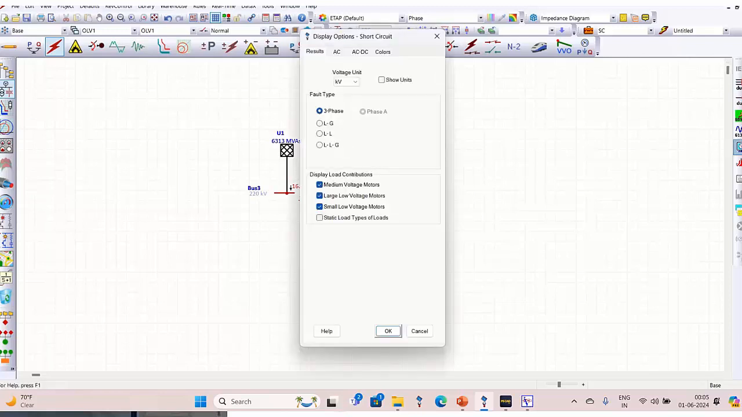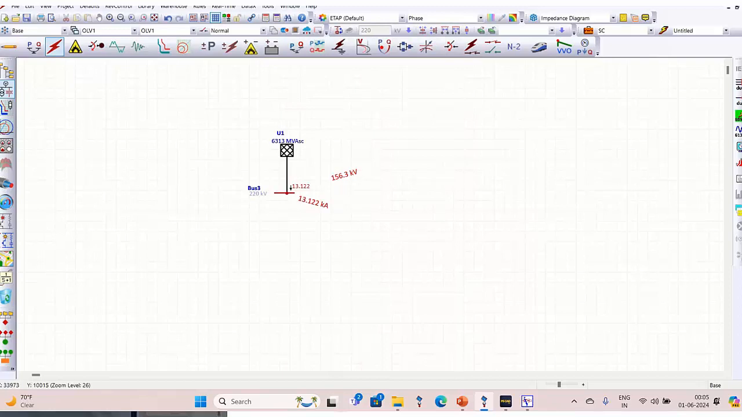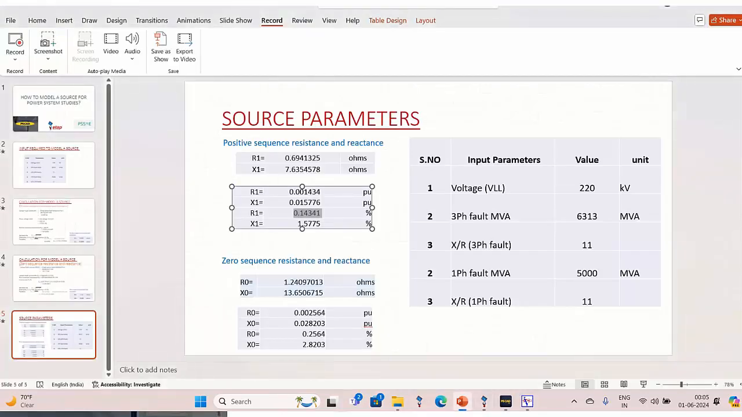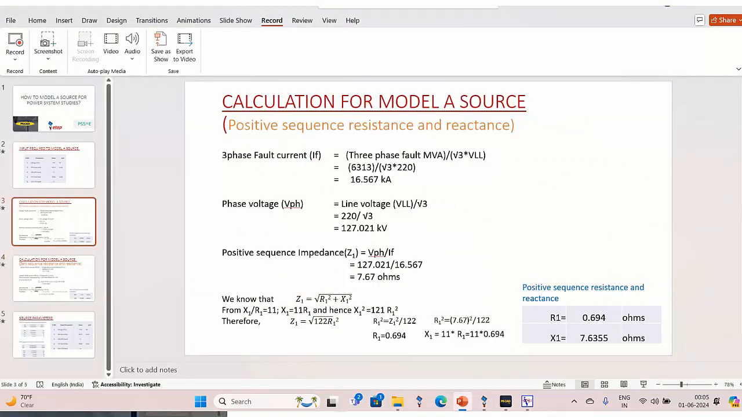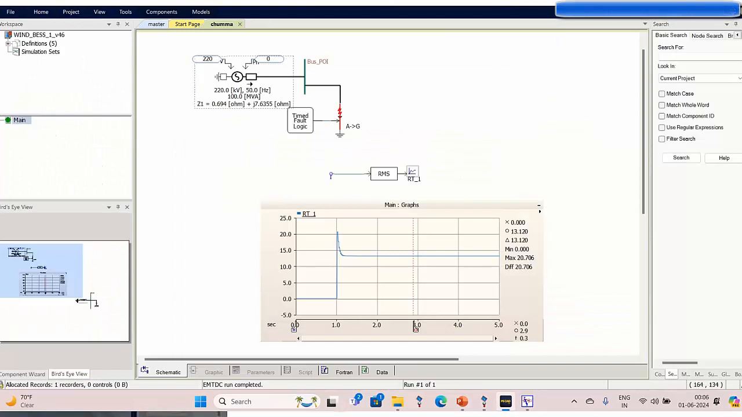Let me go to a line to ground fault. Line to ground fault is 13.122 kiloamps. This is what we observed here for a single phase fault current, whereas three phase fault is 16.567. We go to PSCAD just to take down the source in one bus bar, create a fault at bus bar.